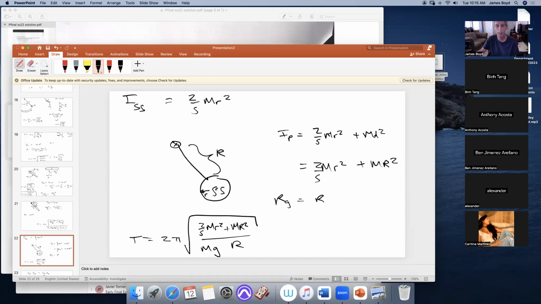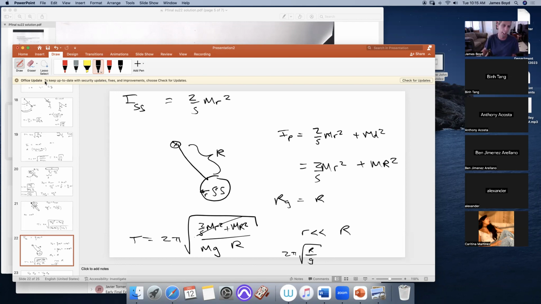Now, what's kind of cool about this for a solid sphere is if little r, the radius of the solid sphere, is very, very small compared to the string length, this term would go away and the m's would cancel. I would get 2 pi times the square root of the length of the string over g, which is a simple pendulum, which is kind of cool. So you could do all sorts of stuff. The main idea here is that you have to be able to find the moment of inertia.